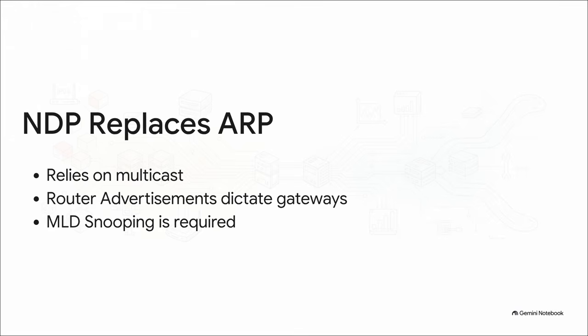In IPv4, DHCP basically spoon-fed you a gateway. But in IPv6, if your router suddenly stops broadcasting those advertisements, your host will just silently drop its default route. No warning. Plus, if your switches don't have MLD snooping turned on, all this new multicast traffic is just going to blast out of every single port and completely tank your network performance.